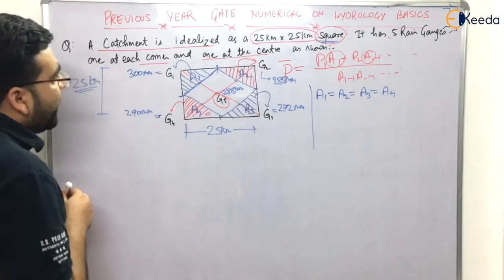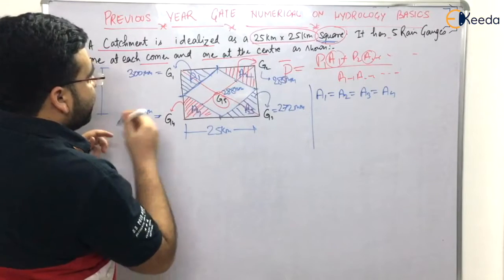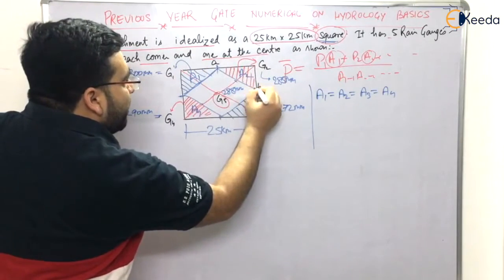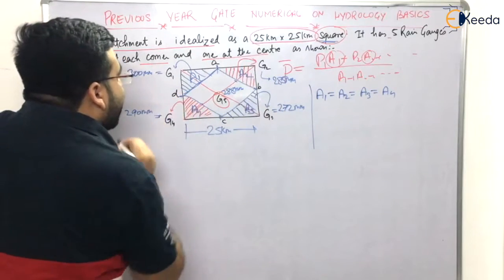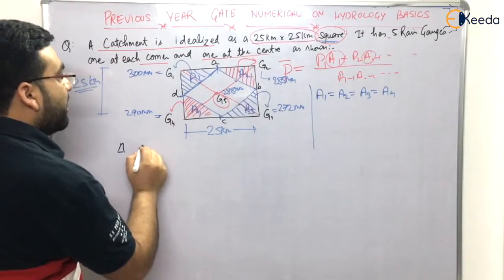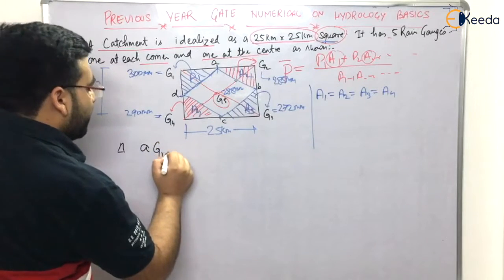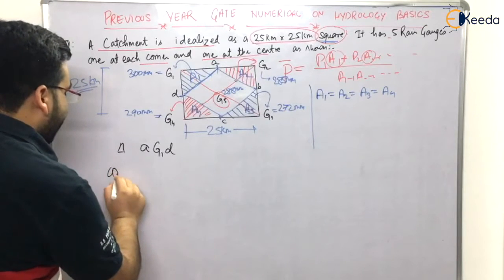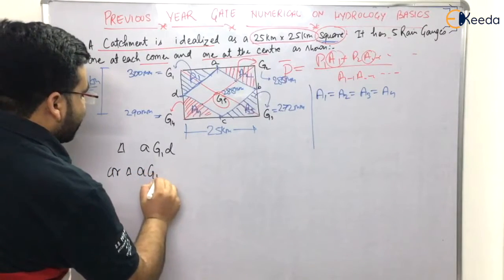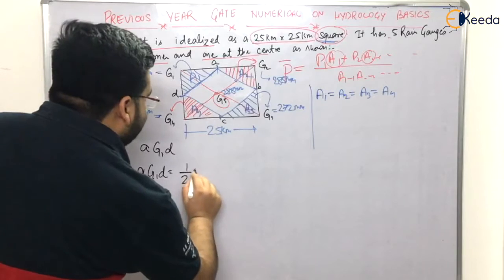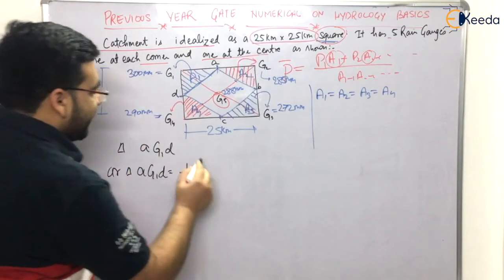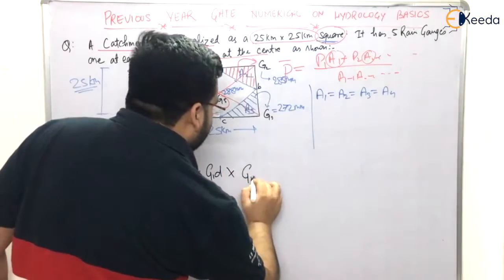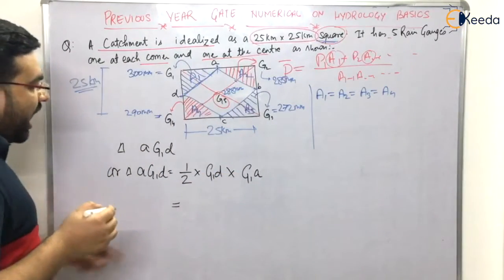So from the geometry, let us consider this triangle. Let us consider this is G1 or G2. Let's say this is A, B, small c, small d, right? Now let us consider triangle AG1D. So area of this triangle AG1D will be equal to half into base into height. So half into base, that is G1D, into height. Height is G1A. Clear? Now how much is base?